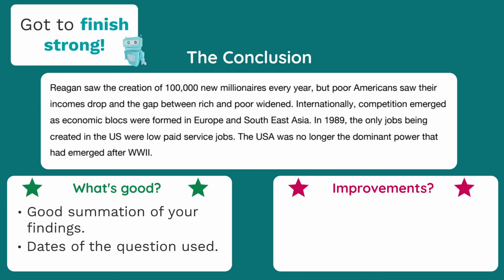You will see that in this conclusion it mentions in 1989 the only jobs being created in the US were low-paid service jobs. So when you are given a span of dates in an essay question, the final paragraph of your essay before your conclusion should deal with up to, in this instance, 1989. And then you give a separate general conclusion of everything up to 1989. Whereas this conclusion kind of combines that final paragraph with a conclusion.